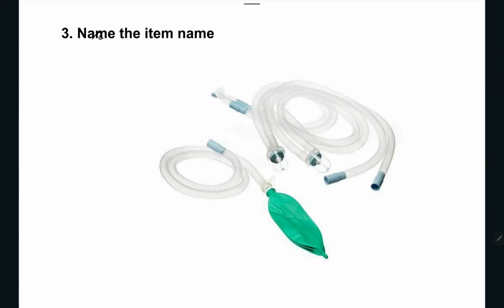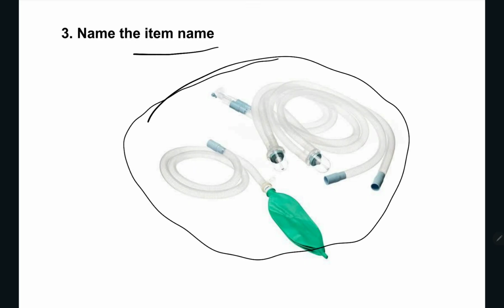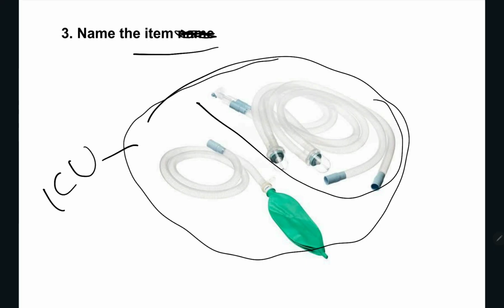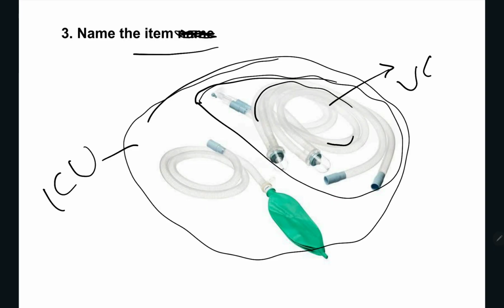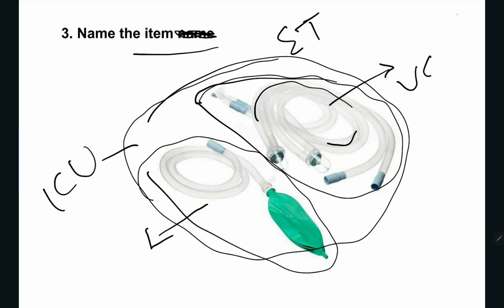The next one is identify the thing you are seeing on the screen. If you see this picture, can you guess the name of this item which is used in the intensive care unit? This is nothing but a ventilator circuit. It's a pipe which is connected to the ventilator machine, and the other part is connected to the ET tube of the patient. And this is a test lung. It is used to find out the functioning of the ventilator machine. So this is nothing but a ventilator circuit.